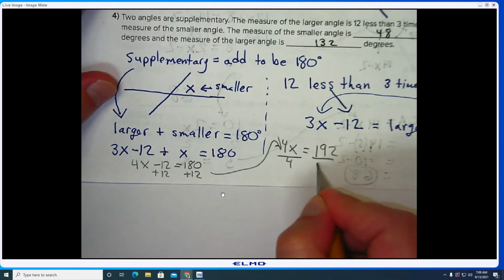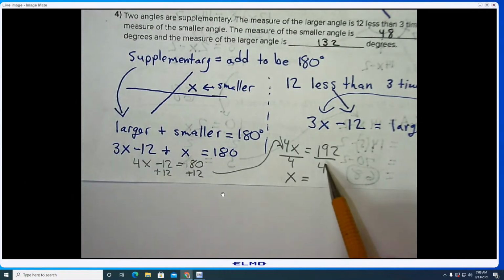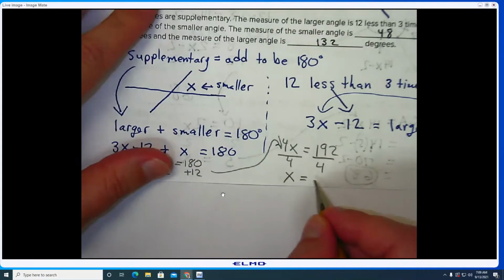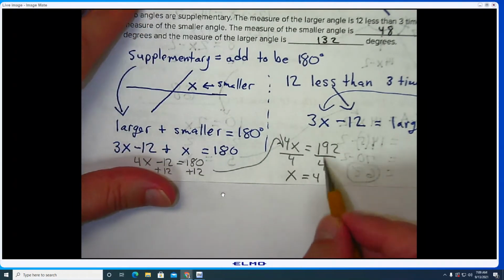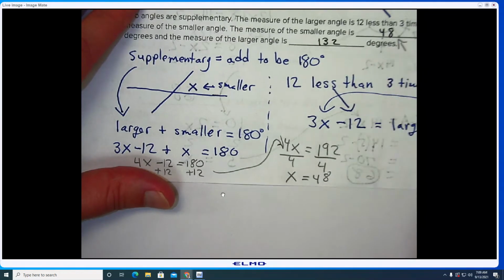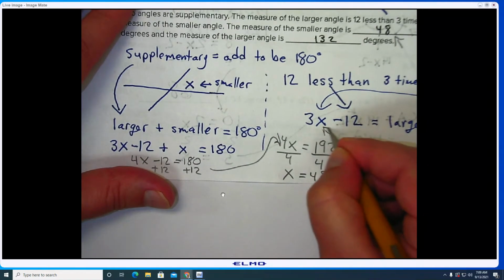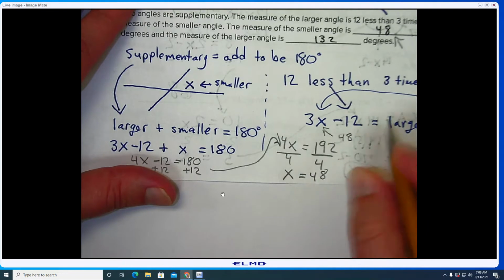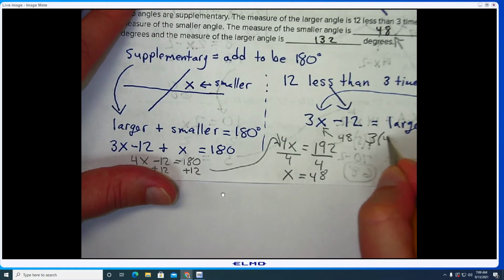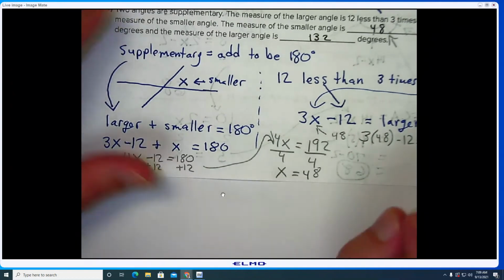Divide by 4, divide by 4. X is equal to 4 goes into 19 4 times, so that's 16, and then there's a 3 left over. 4 goes into 32 8 times. So there's our smaller one, 48. It's our X. And then for the larger, we'll plug 48 into the relationship. So I get 3 times 48 minus 12. That's going to equal the larger.